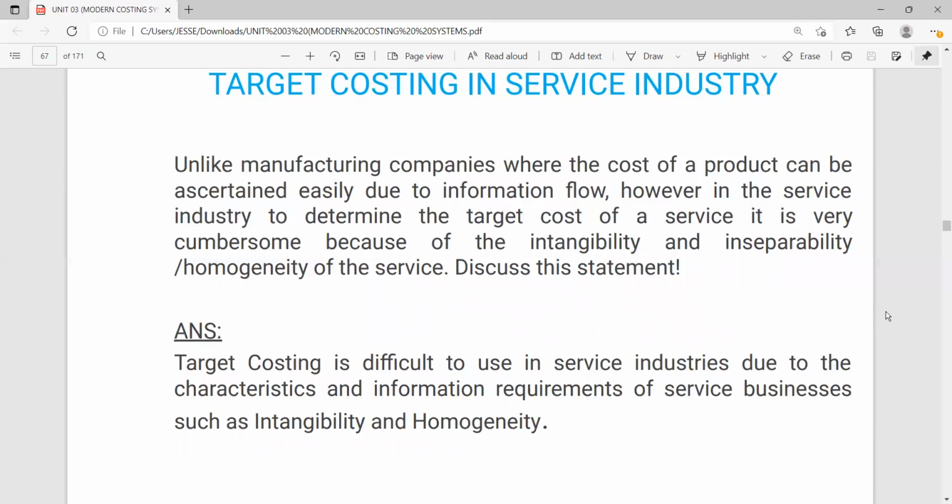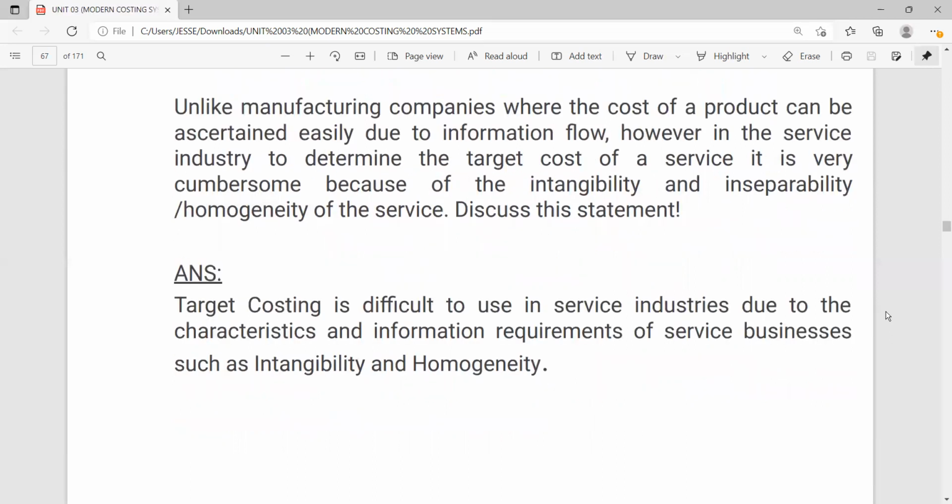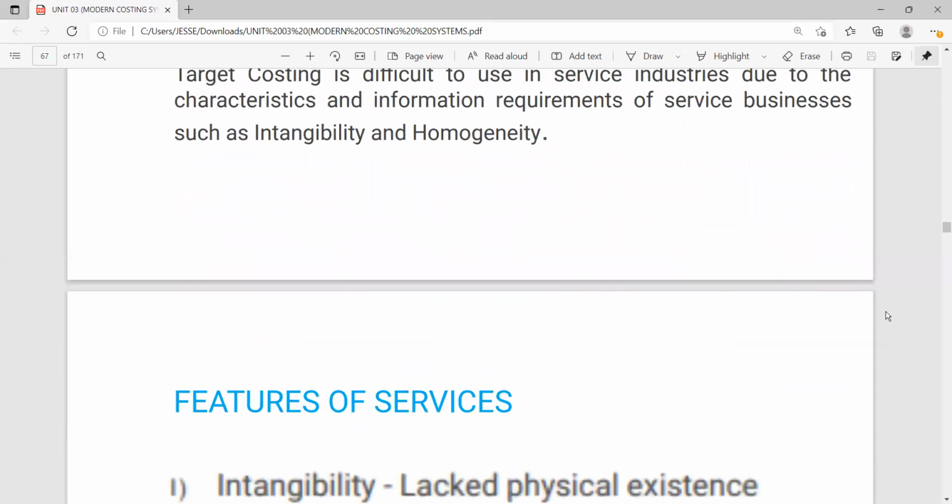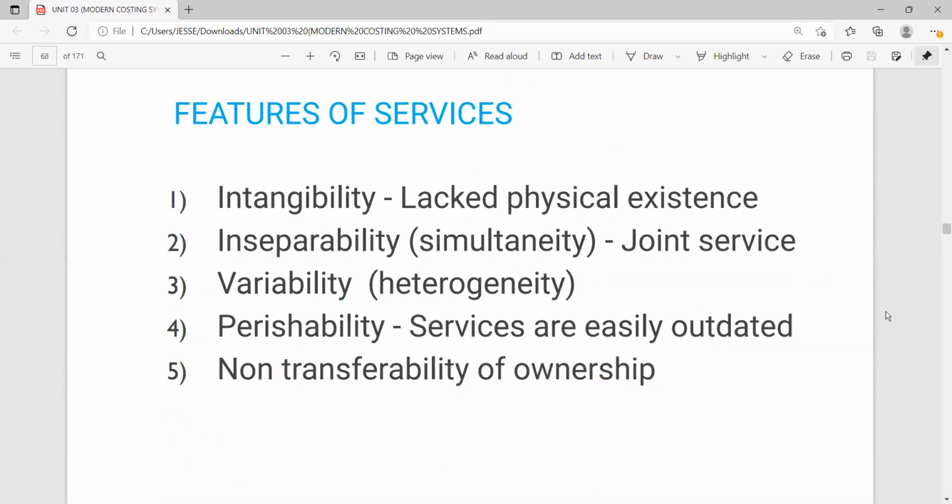Now, we are told here to discuss the statements. Target costing is difficult to use in service industries due to the characteristics and information requirements of service businesses, such as intangibility and homogeneity. Because of the intangible nature of the service industry, it's quite difficult to use target costing. So we will discuss some features of the service industry so that you can understand exactly what we mean. Number one is intangibility. It lacks physical existence.